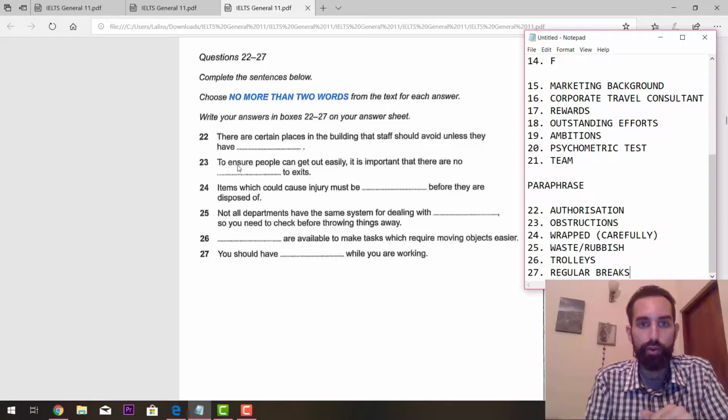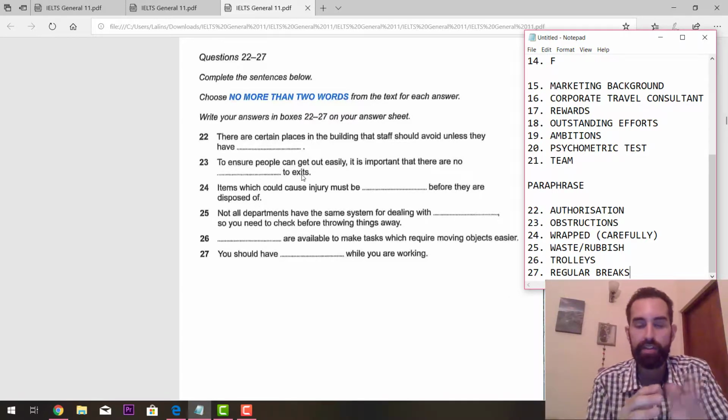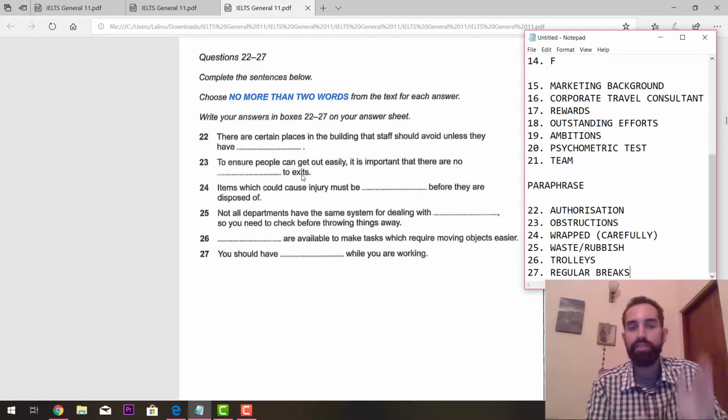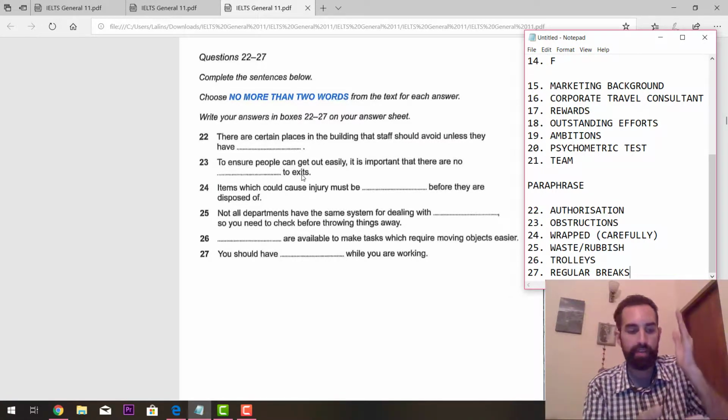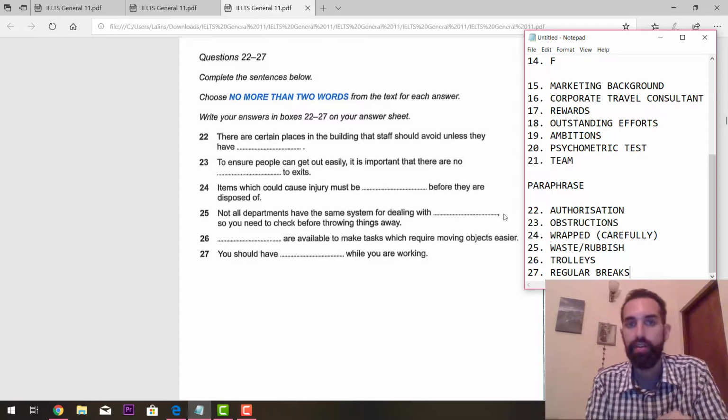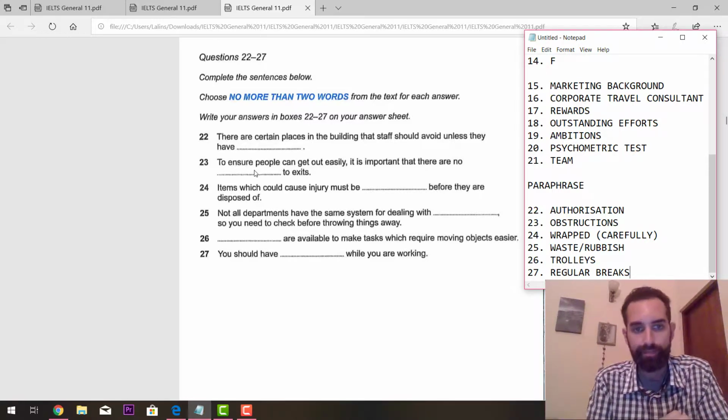23. To ensure people can get out easily, it is important that there are no obstructions to exits. This is talking about obviously things like fire exits or doorways, stairways. Because if there's any blockages in the way, and a fire happens, then people aren't going to be able to get out, and it will be a tragedy. So obviously there can be no blockages to exits. There can be no obstructions, as they said in the text.